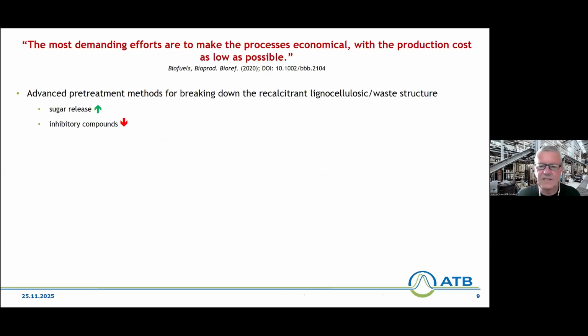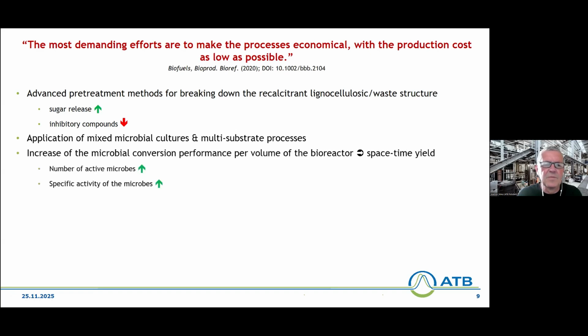So here I just like to summarize what bioengineers do all day in the lab or in other facilities. As you can see from the title of that slide, the most important thing is that we are quicker and cheaper, to say it in simple words. So I was also already talking about the pre-treatment, where we want to have as many sugars as we can, but as few inhibitory compounds as we can. We could apply mixed cultures or multi-substrate processes to make it more flexible.